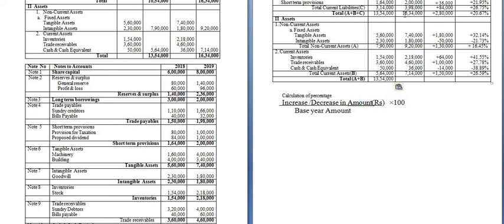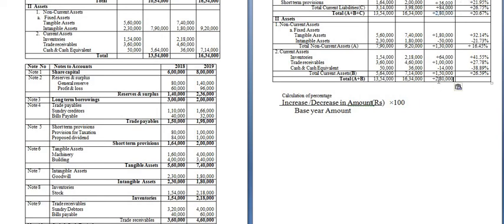Okay, and for 2018 how much here? Here you can check 9,20,000 plus 7,40,000, which is equal to 16,34,000. Okay. Now find out the percentage. Increase in amount how much? 2,80,000.